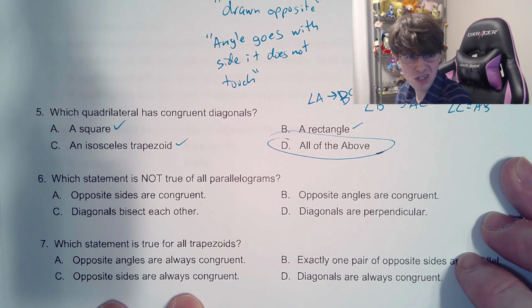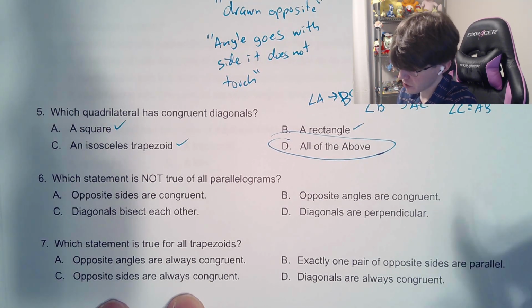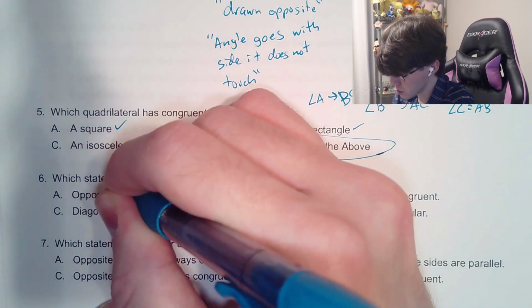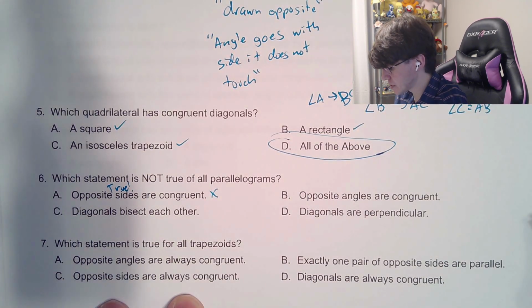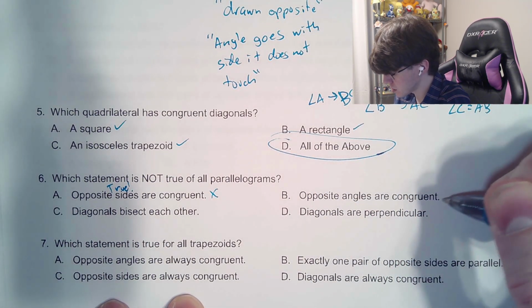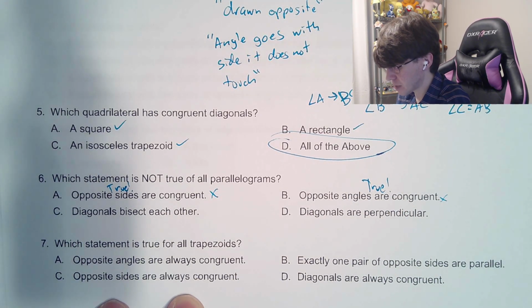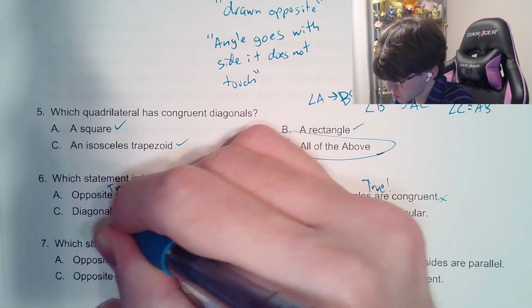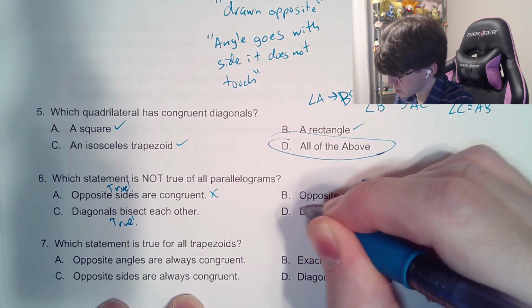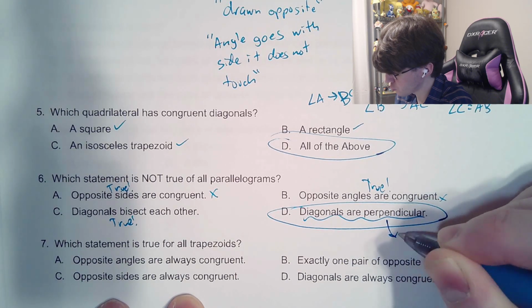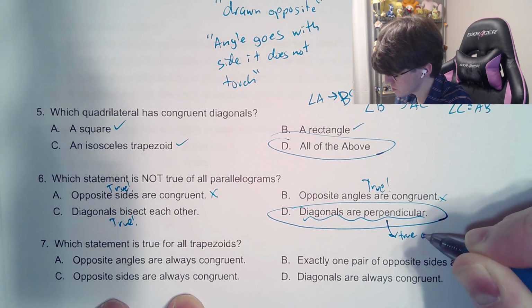Question number 6, which statement is not true of all parallelograms? So which one's not true? Opposite sides are congruent. No, that one is true. That is a true statement. Opposite angles are congruent. This one is also a true statement. Diagonals bisect each other. That is a true statement. So it's got to be letter D. Diagonals are perpendicular. This one is true only for rhombus.